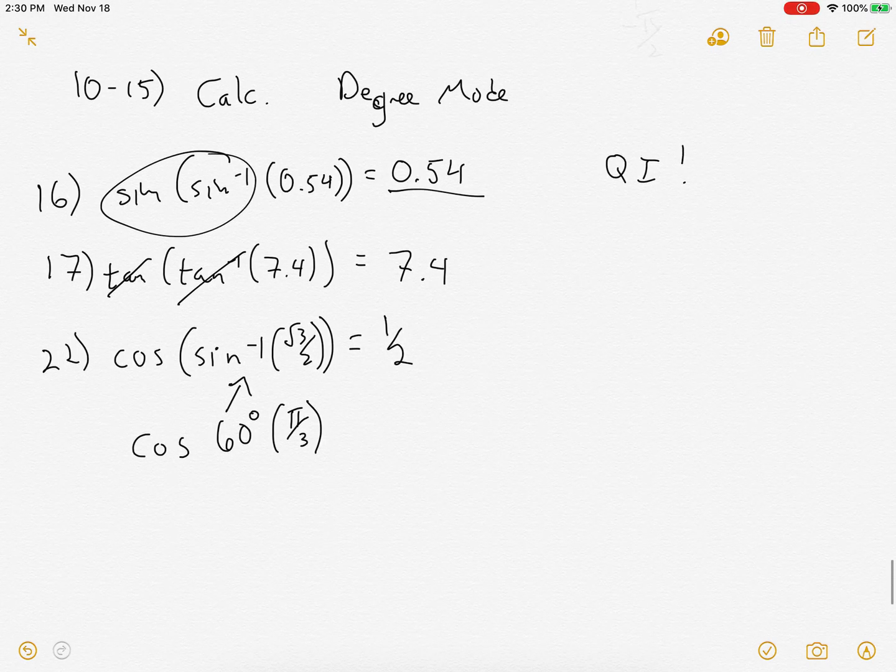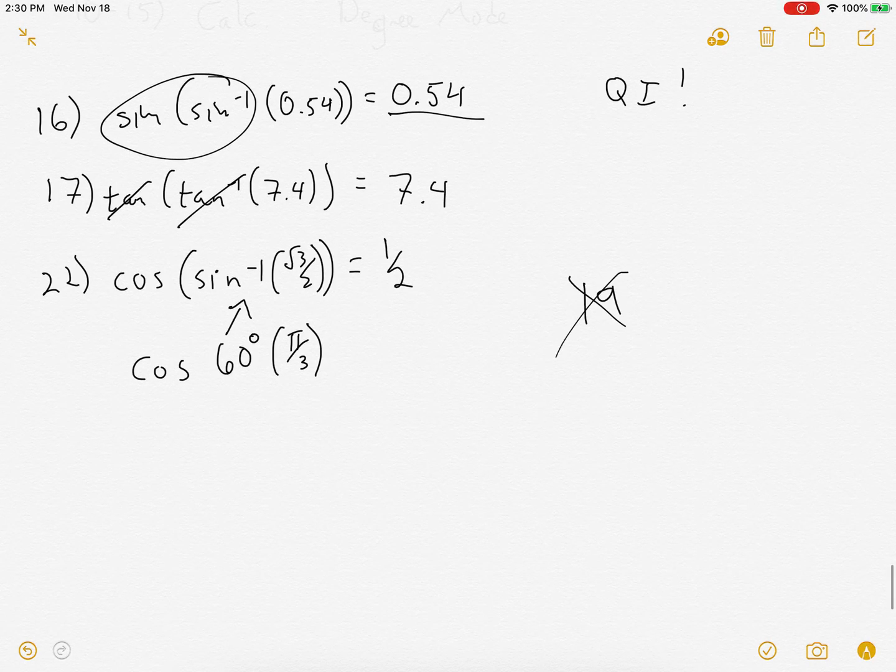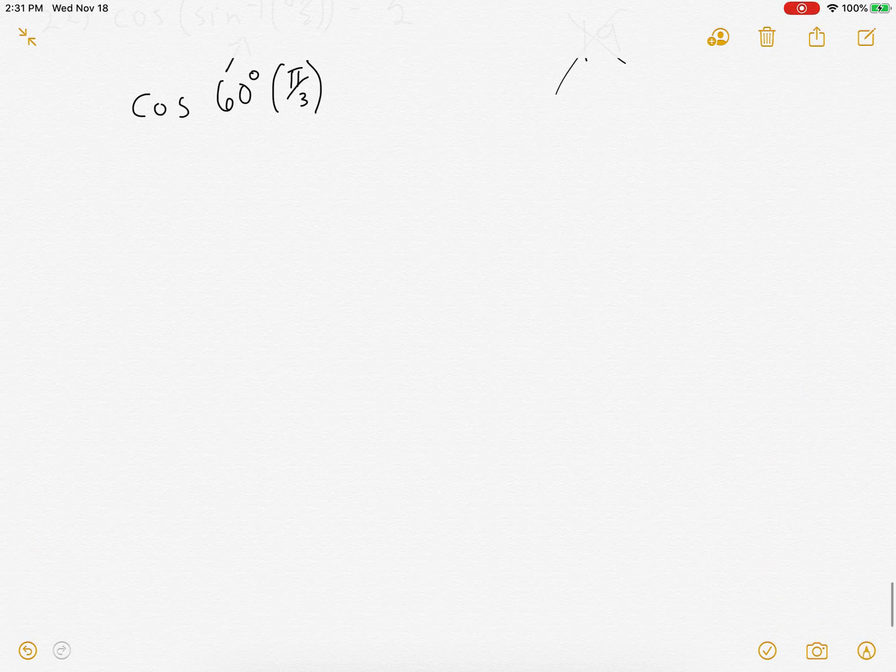Cool. By the way, do not do 19. 19 is a no-go, bad problem. It's a typo, actually. I'm going to pick one more of these.